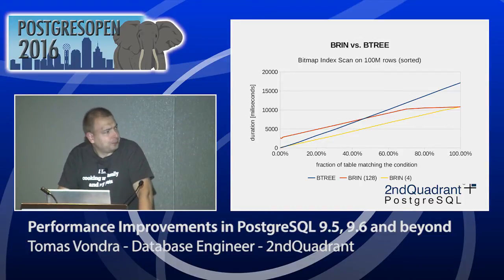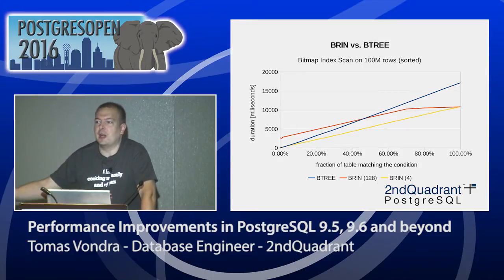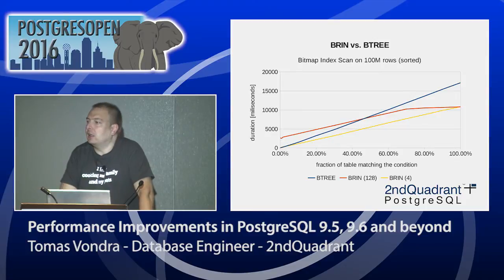of data, you can see that it has a higher startup cost. Like it needs to scan at least 4 megabytes of data every time, but then it actually starts beating the B tree index once you scan more than like 50% of the table or something like that. So it seems quite nice.